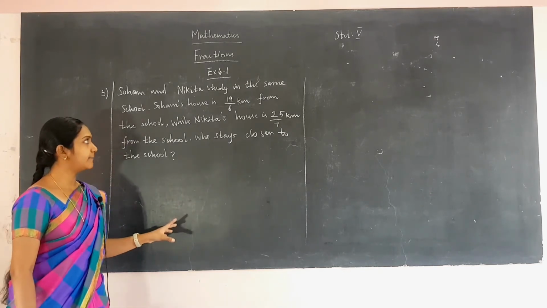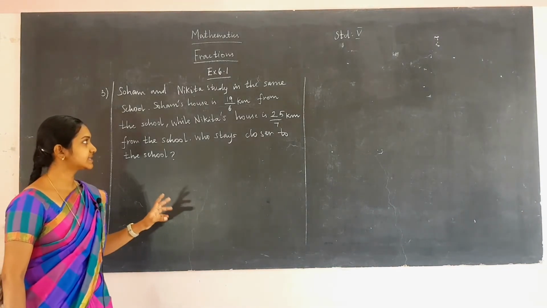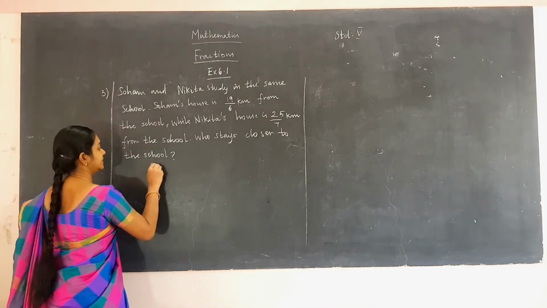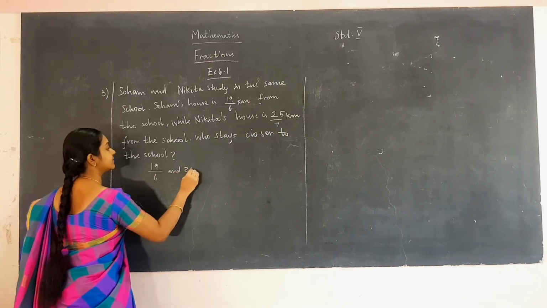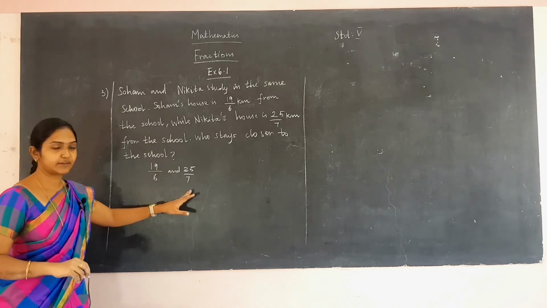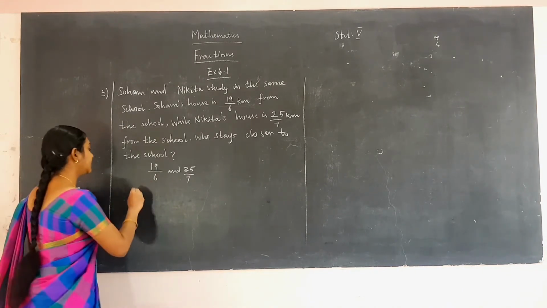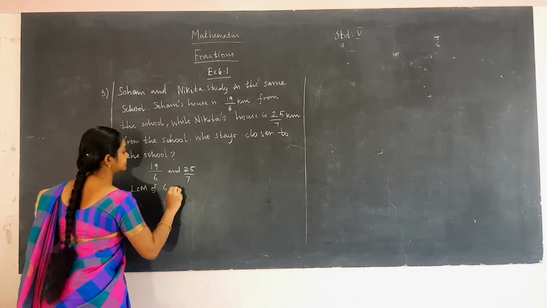So we have to compare the fractions 19 by 6 and 25 by 7. They are unlike fractions, so we have to convert them into like fractions. So we have to find the LCM of 6 and 7.